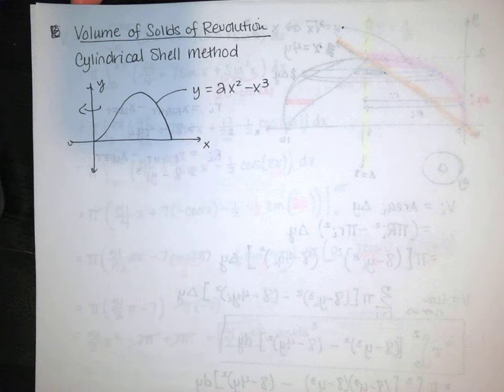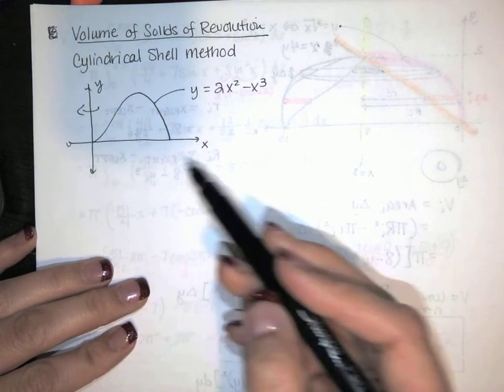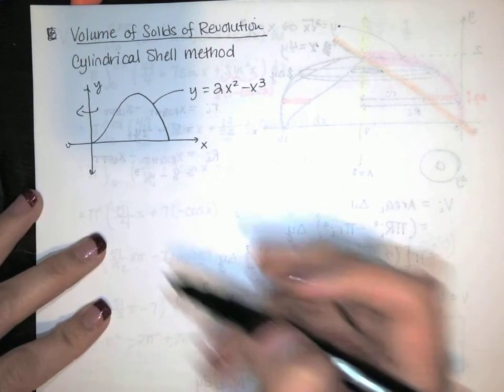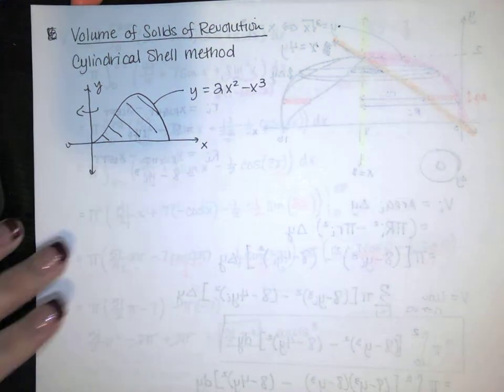In this video, we will be discussing more volume of solids of revolution. In particular, we're going to discuss the cylindrical shell method. Just as a way to motivate the method, let's think about taking this region bounded above by y equals 2x squared minus x cubed, and bounded below by the x-axis. So this region right here, and rotating it around the y-axis.